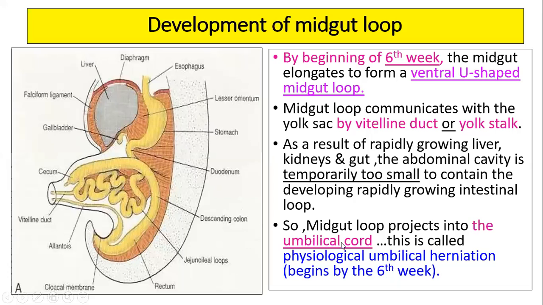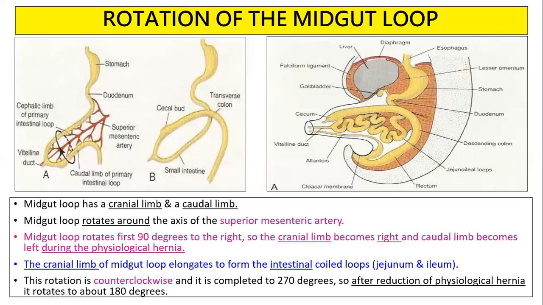The same stage has been described here, beginning by the sixth week. Now once they come out of the abdomen, if you imagine, this is the umbilical cord. So the intestines are coming outside of the umbilical cord because of the excessive growth. Now there will be rotation of the midgut loop. They come out, then there is rotation here. If you see here, there is rotation.